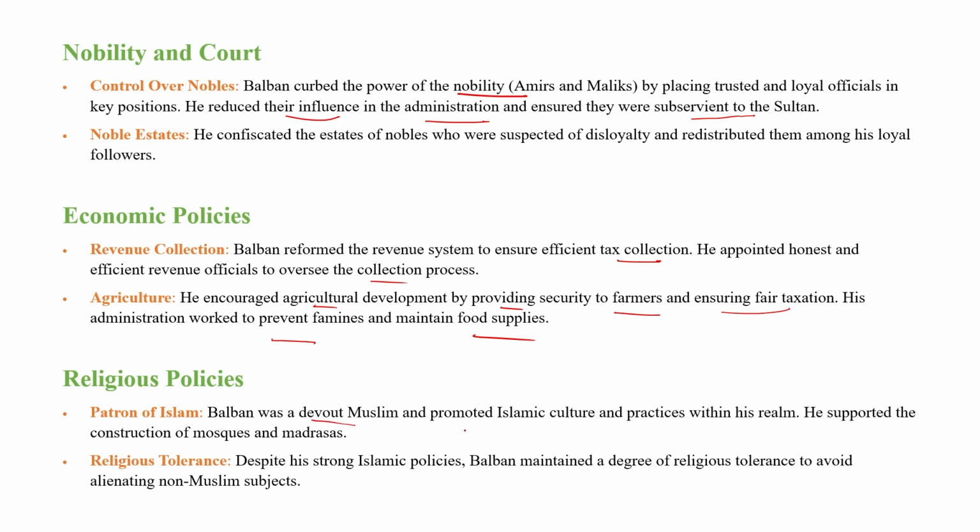Balban was a devoted Muslim, and he also promoted Islamic culture and practice. With his Islamic zeal, he supported the construction of mosques and madrasas. Despite his strong Islamic policies, Balban maintained a degree of religious tolerance to avoid alienation of non-Muslim subjects. So he also tolerated other religions, but he was a devoted Muslim. Clear?